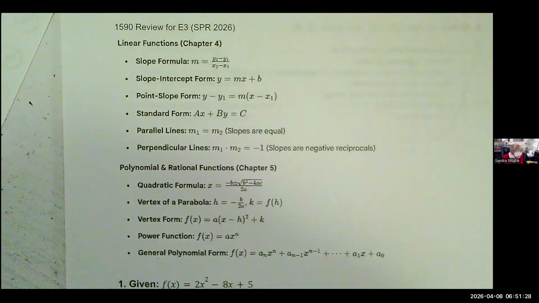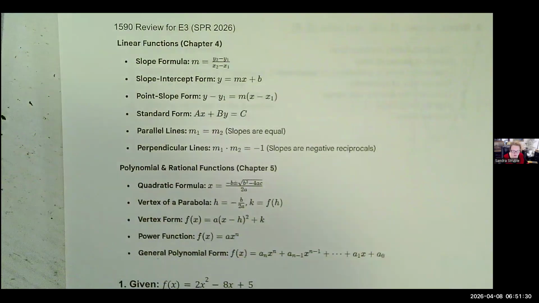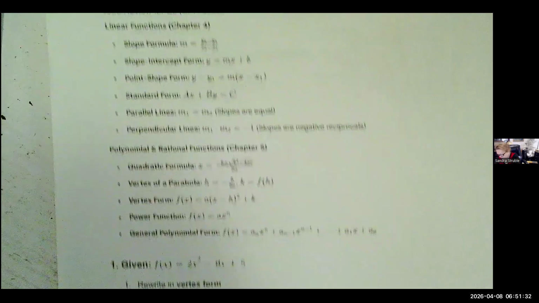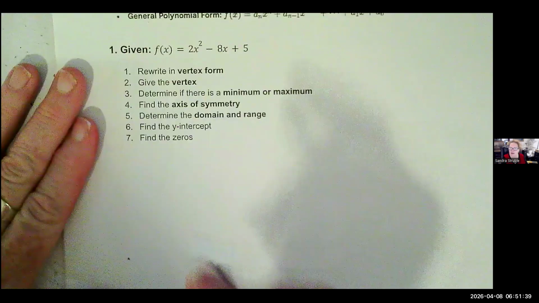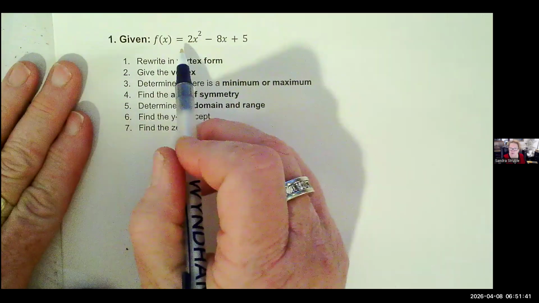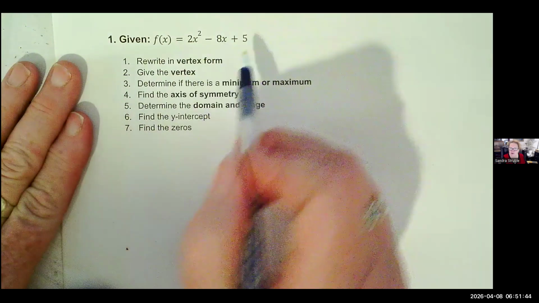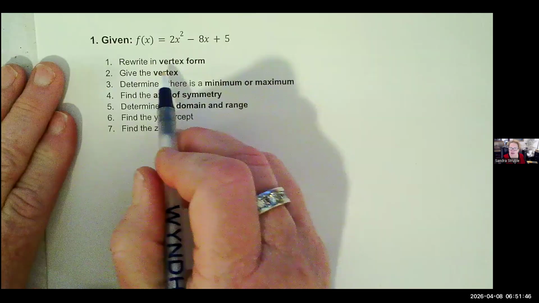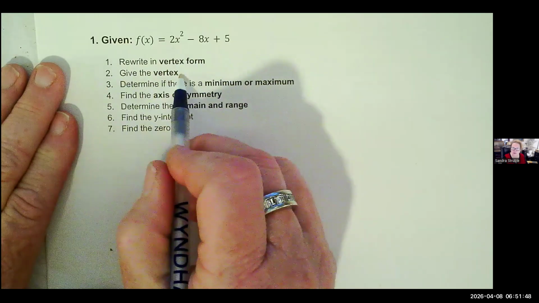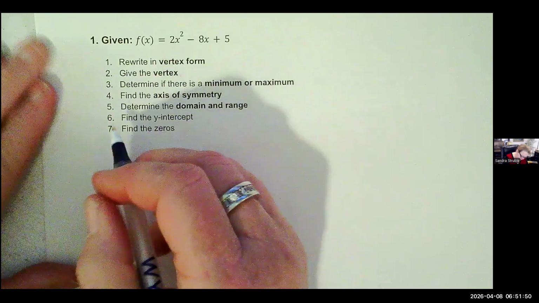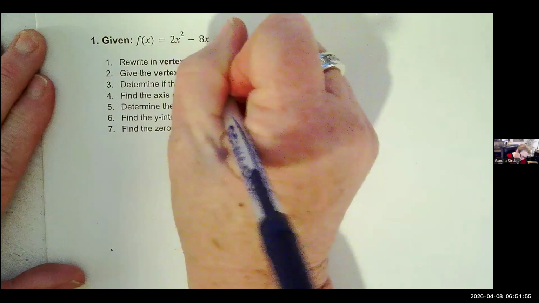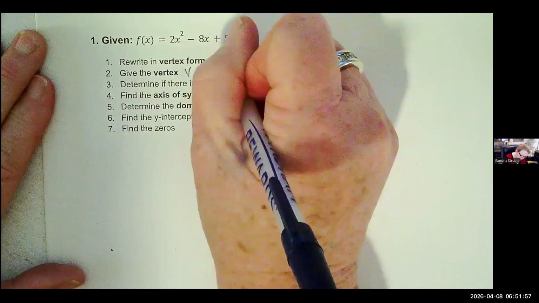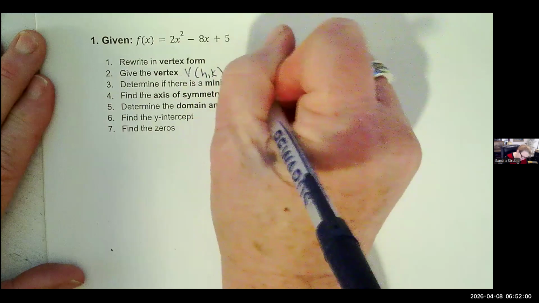All right, so we're going to start with the quadratic down here. And remember, a quadratic is a parabola, and we're given f of x is 2x squared minus 8x plus 5. We want to rewrite it in vertex form, but the first thing we want to do is give the vertex. To find the vertex, remember the vertex is (h, k), and to find h, we can use negative b over 2a. It's listed up here as well. So we'll start with that.